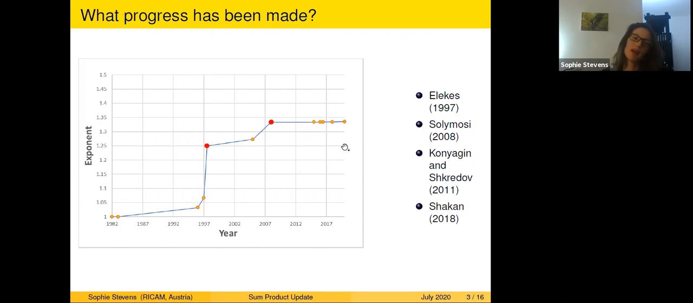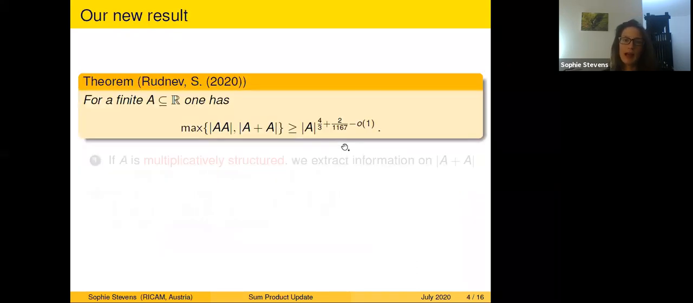All right. And the quantitative advantage that we give is as follows. For any finite set of real numbers, either the sum set or the product set is at least the size of the set that you started with, A, to the power of 4/3 plus 2 over 1167 minus little o of 1.